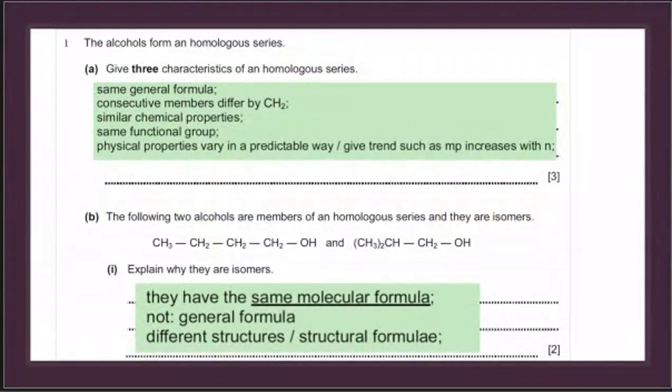All right, so the first question. The alcohols form a homologous series. Give three characteristics of a homologous series. Homologous series tend to have the same general formula. Alcohols all have the same general formula. Each member inside the homologous series differs from the next by a CH2 group.